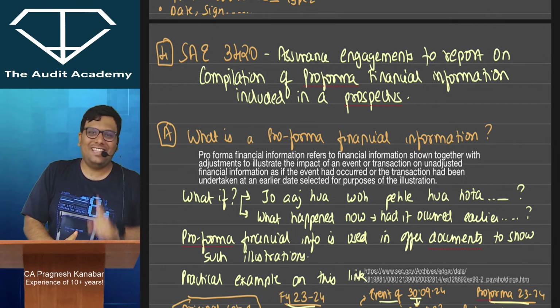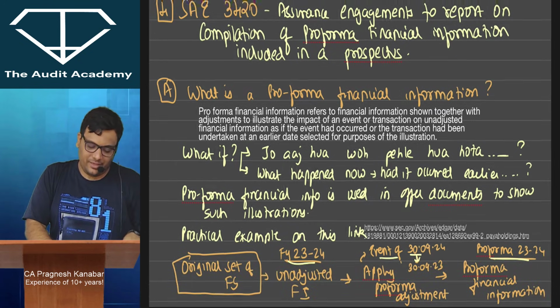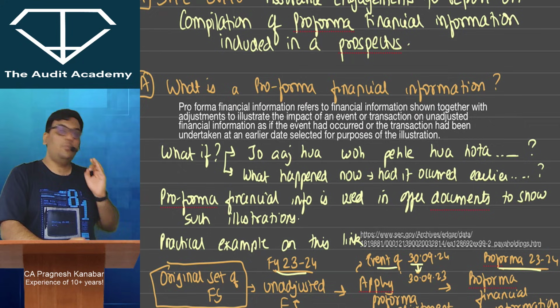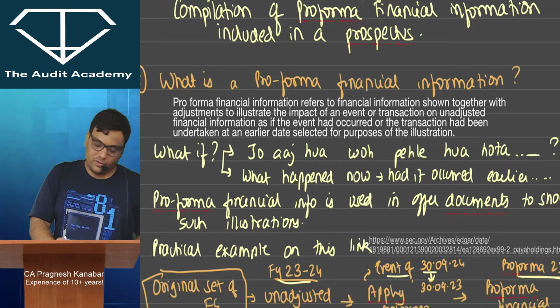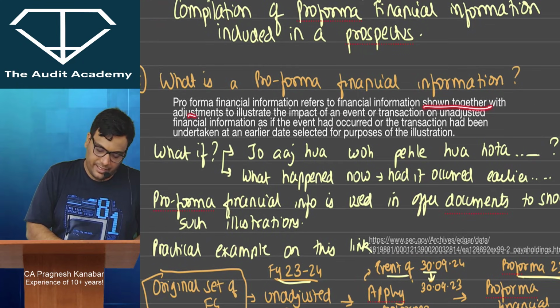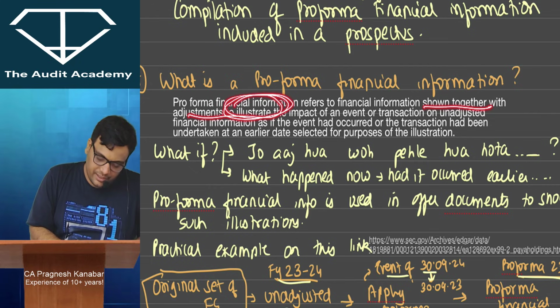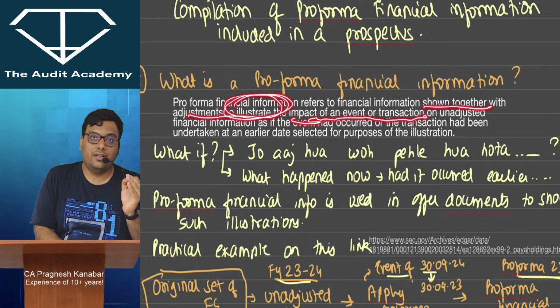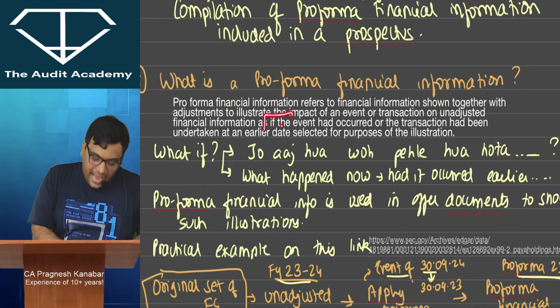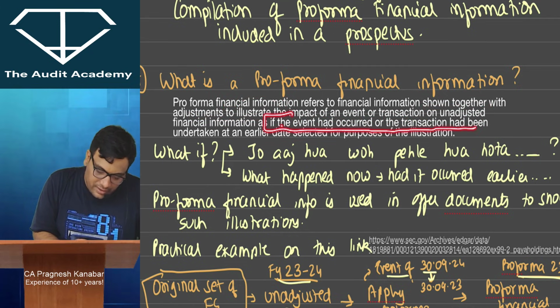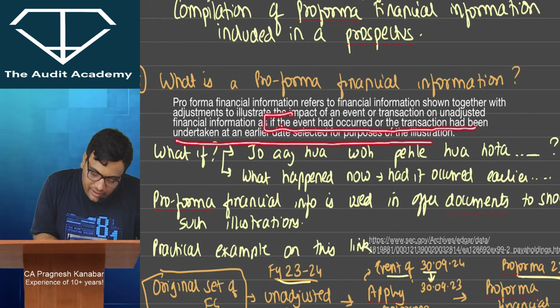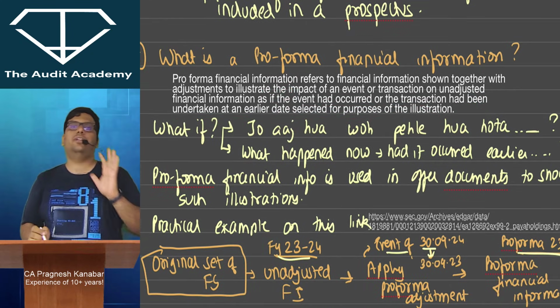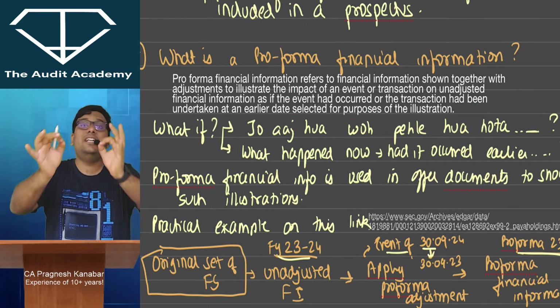All right, that is called pro forma. Okay, so everyone over here, pro forma financial information refers to financial information shown together with the adjustments to show the impact of an event or transaction on the financial statements, as if the event had occurred or the transaction had been undertaken at an earlier date selected for the purpose of illustration. This is just an illustration.